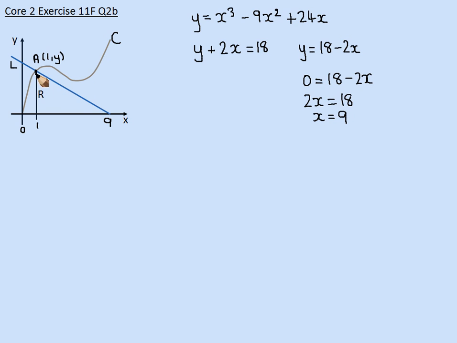Okay, I'm also going to need the height of this triangle at some point, and I can do that by finding the y coordinate here. So I'm going to substitute x is 1 into this. That's 18 minus 2, so y is 16. So I can replace that y there with 16.